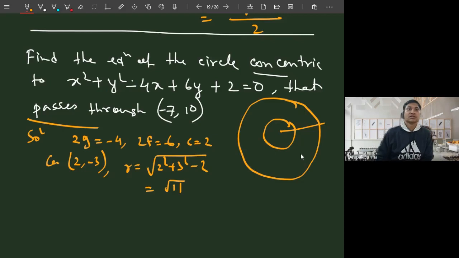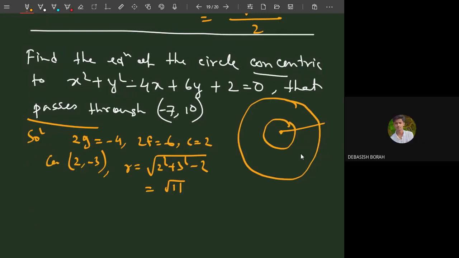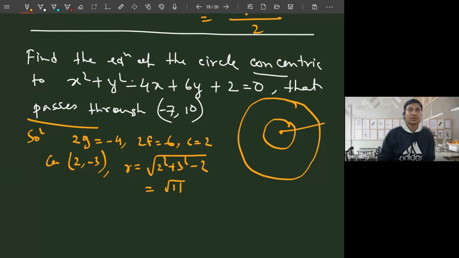But what we need is the radius of the new circle. Can you find it? Any of you? Yes, sir. Because the circle passes through the point, maybe minus 7, 10, and we know the center 2, minus 3. So if you find the distance of the line joining them, you get the radius. So you can find it.